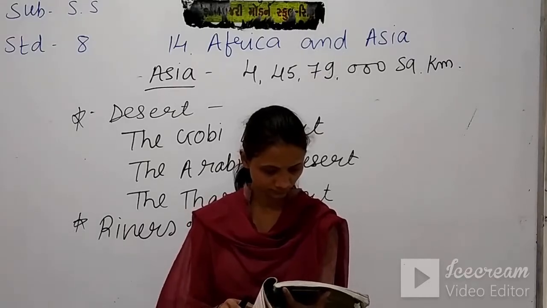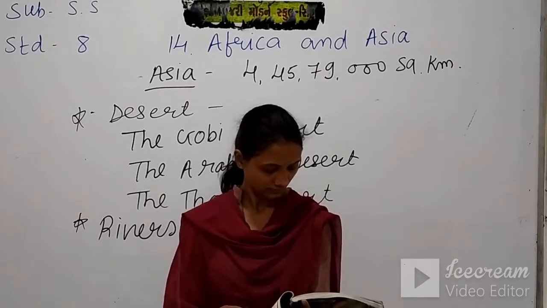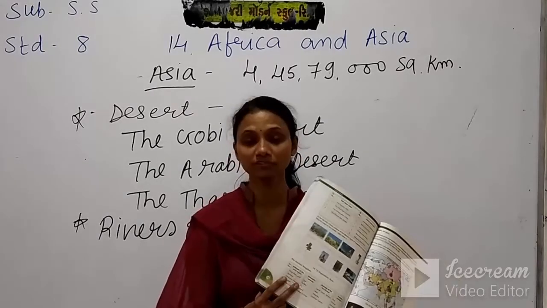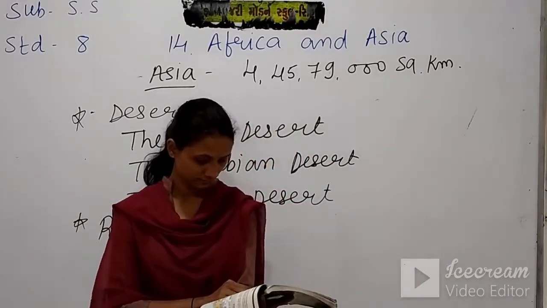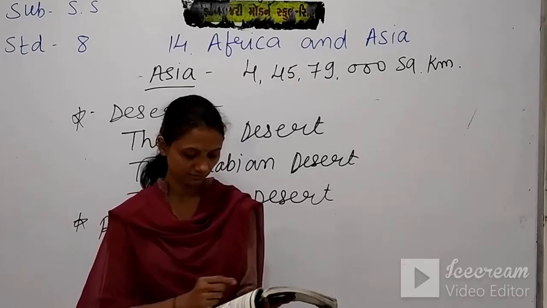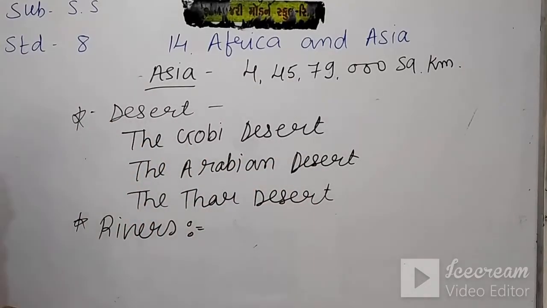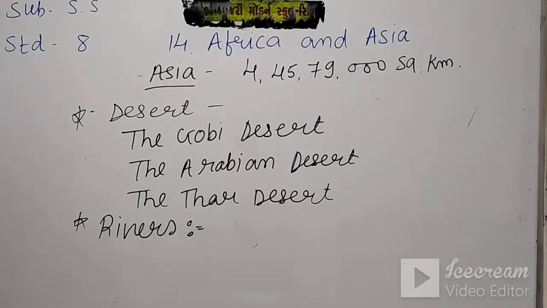Now, what you have to do is fill this box, this vegetation of Asia. Now, animal kingdom we have, but before we go for that, please note down these desert names. Please note down.